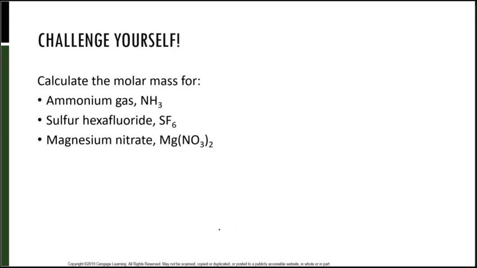All right, so you try this. Calculate the molar mass for ammonia gas, which is NH3, sulfur hexafluoride, and magnesium nitrate. And check to see if you got the same answers I did.